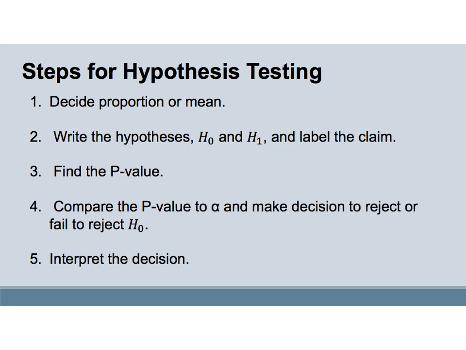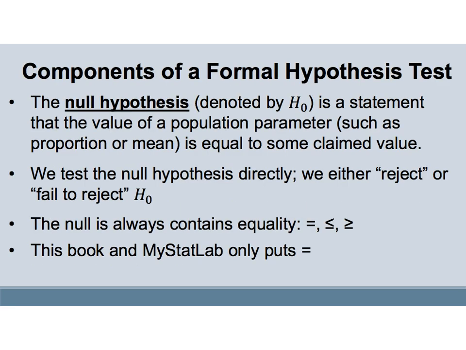Then you do labeling, writing out the hypothesis. There are 2 hypotheses. One of them is the null hypothesis, which is denoted by H with a little O beside it. I call that H naught. It is a statement that the value of a population parameter, such as a proportion or mean, is equal to some claimed value. We test the null hypothesis directly, and we either reject or fail to reject the null, which I'll tell you about later.